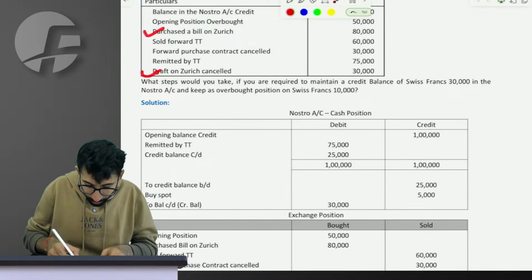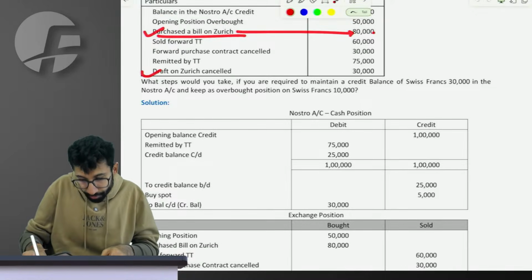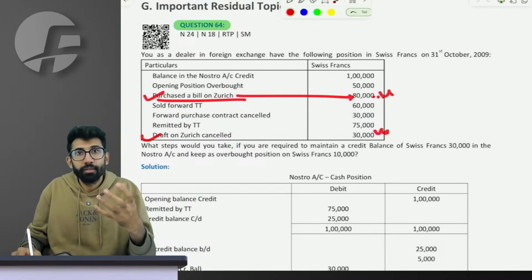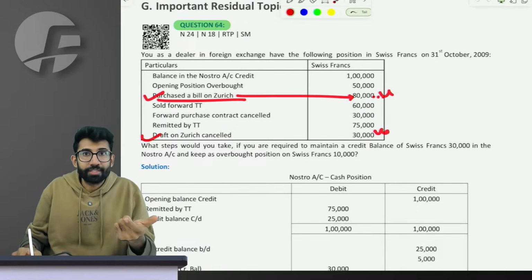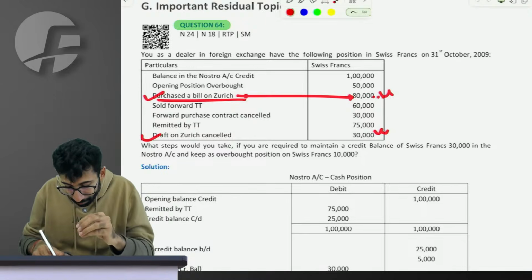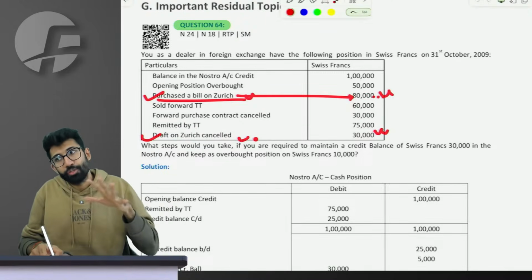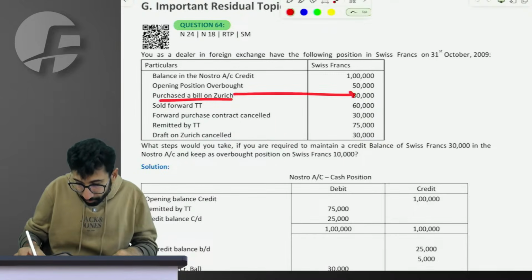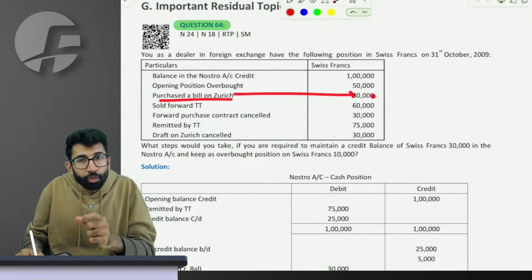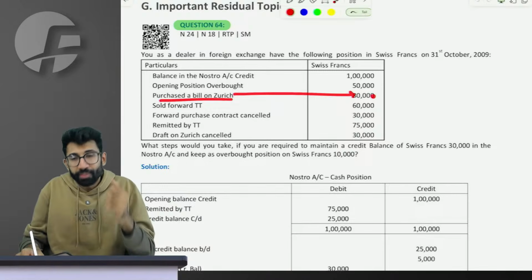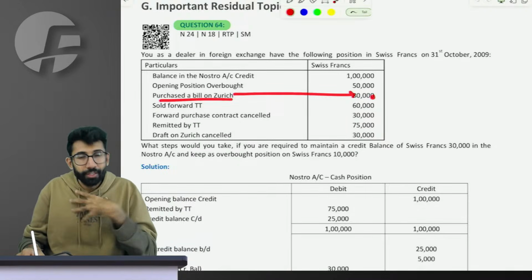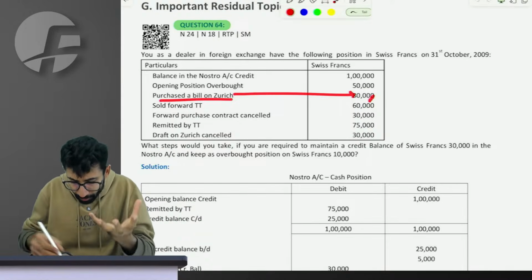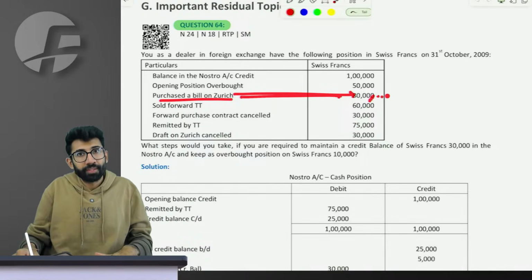The last two transactions, purchased bill on Zurich. Actually, the struggle with this question is not any super rocket science concept. No, it is inability to understand what the transaction given to us means. Sir, purchased bill on Zurich, what they want to say is the bill of exchange, meaning to say I am SBI, you are my bank, Swiss bank. I have purchased a bill of exchange for 80,000, right?